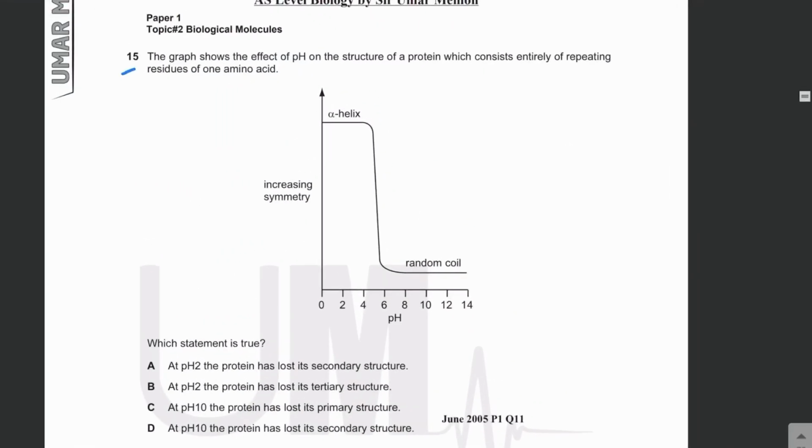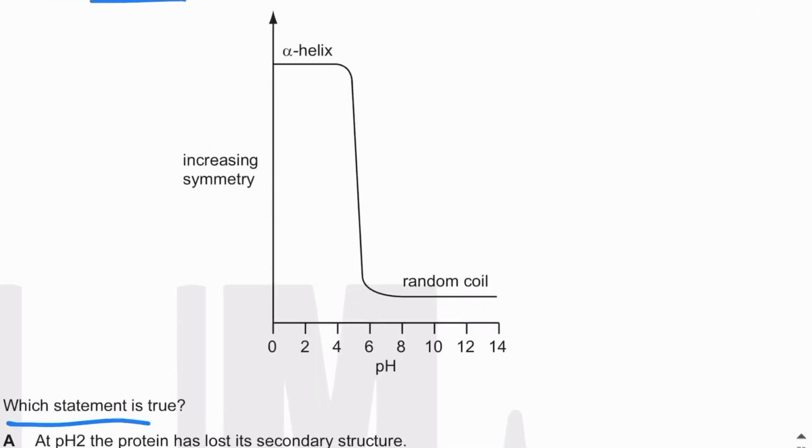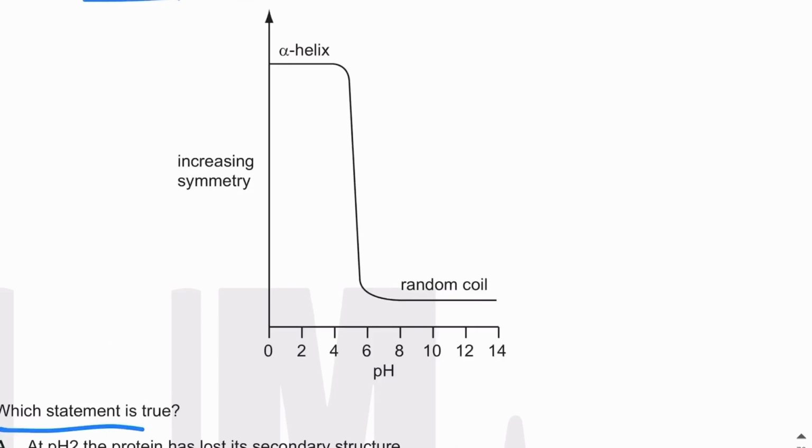MCQ number 15. The graph shows the effect of pH on the structure of protein, which consists entirely of repeating residues of one amino acid. Which statement is true? So guys, when we are increasing the pH, what happens is that initially there is alpha helix, which is the secondary structure, right? And as we increase the pH, till the pH of 5, we can say there is alpha helix, and as we increase the pH above 5, the alpha helix is lost and we find the random coil. So it means secondary structure is lost.